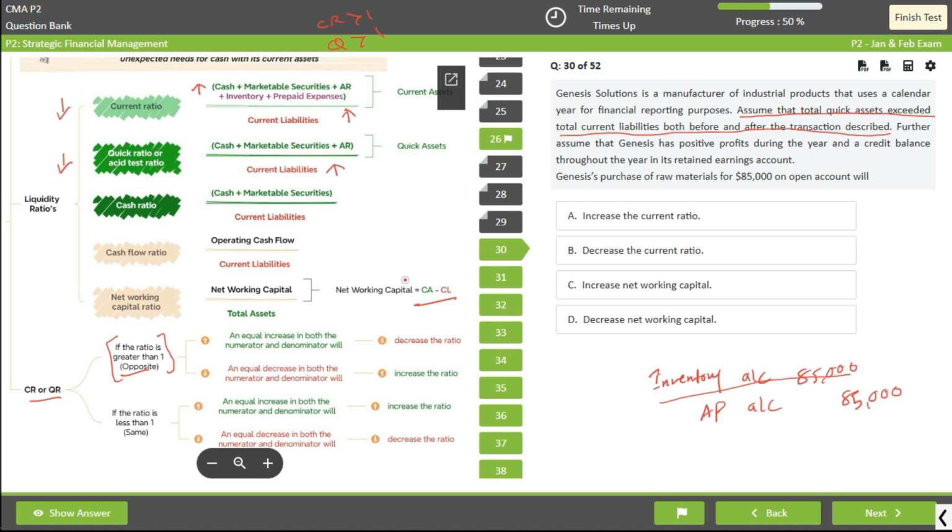So here what happens, your current assets increase and your current liabilities increase, so both are increasing, so net working capital will have no effect. So it neither increases nor decreases net working capital, but your current ratio will decrease, right? Your current ratio will decrease because an equal increase in both the numerator and the denominator will decrease the ratio.